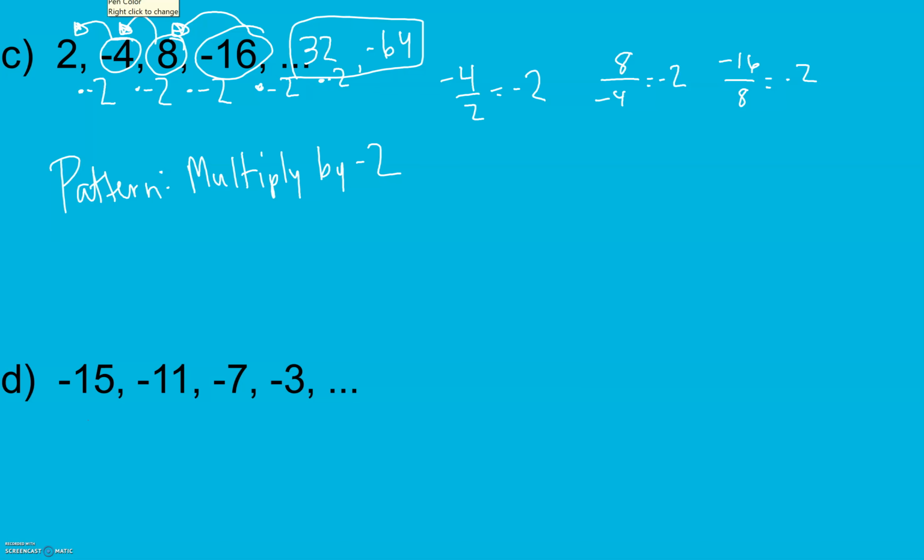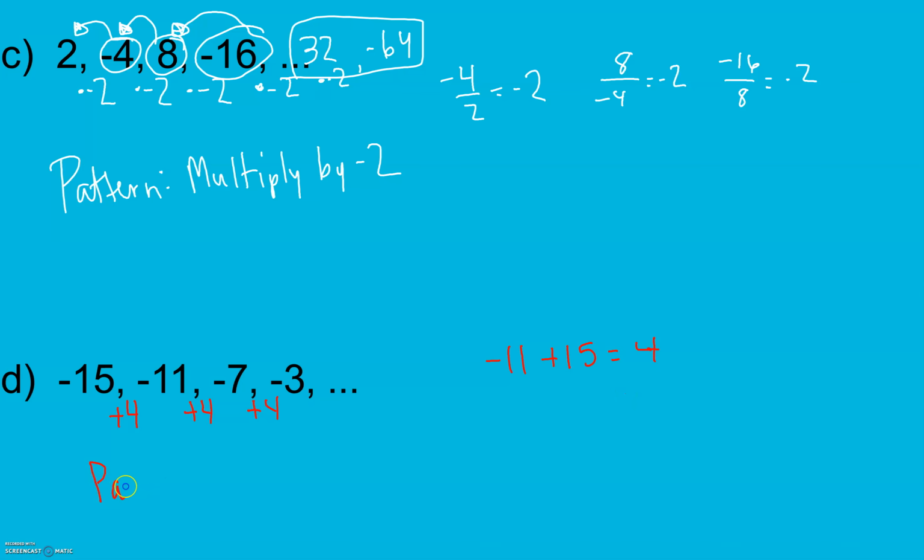Here our numbers are getting bigger. So I go negative 15 to negative 11 to negative 7 to negative 3. I'm going to be adding, because I got bigger by the same amount each time, 4. Add 4, add 4. Again, if you're not sure, take where we ended minus where we started. Minus a negative means plus, and it gives me a positive 4. So we add 4.